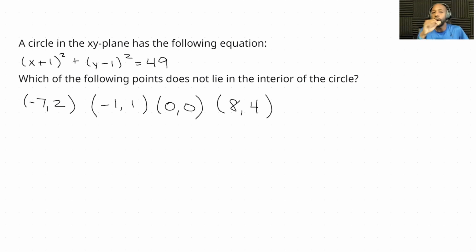Now, I want you to make sure you pause this first. Try it on your own and see. Okay. Now, I'm trusting that you're going to do that on your end. All right, so let's check it out.